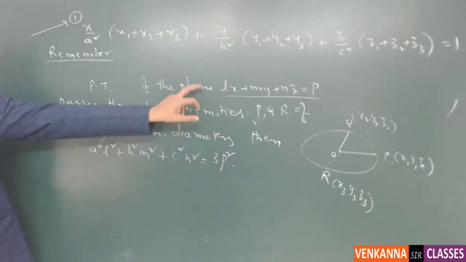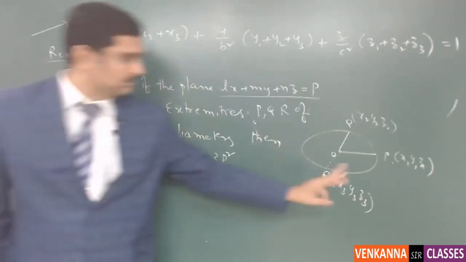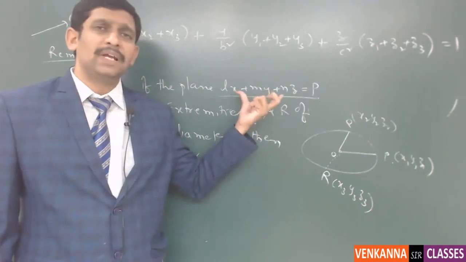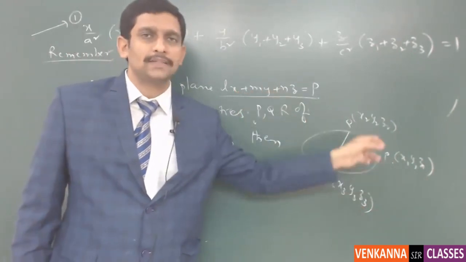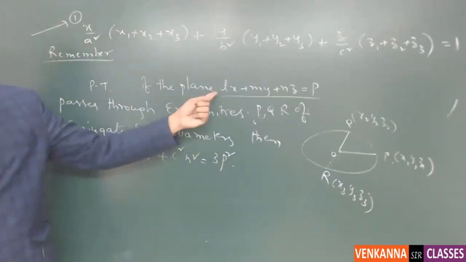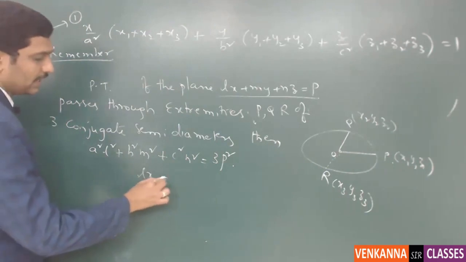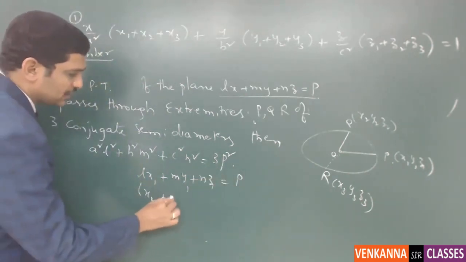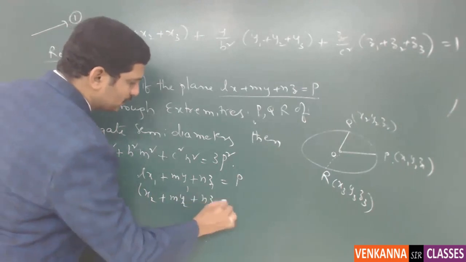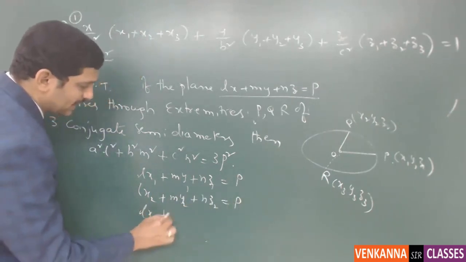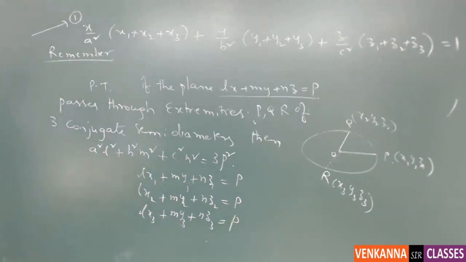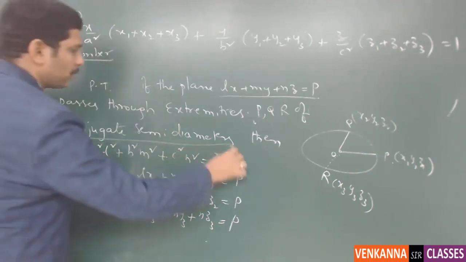Suppose this is the plane passing through the 3 points P, Q, R. So obviously this plane will be satisfied by the 3 points. So substituting the points in the plane, we have lx1 plus my1 plus nz1 is equal to p. lx2 plus my2 plus nz2 is equal to p. Again, lx3 plus my3 plus nz3 is equal to p. Right?